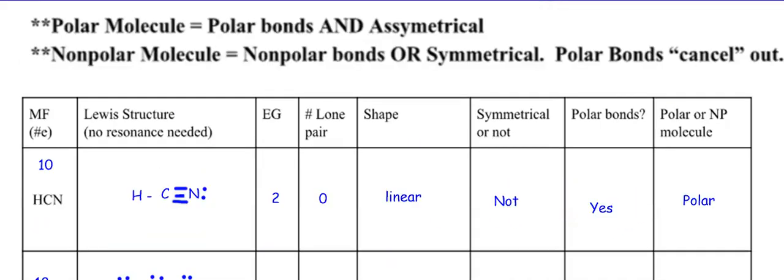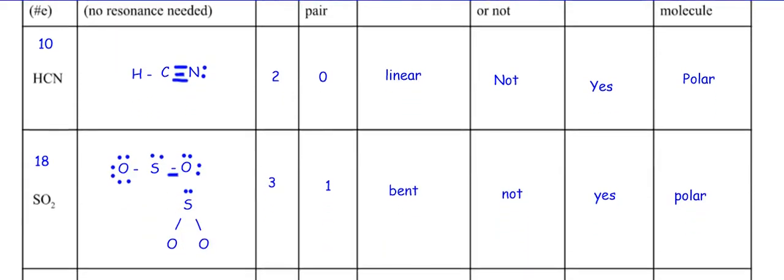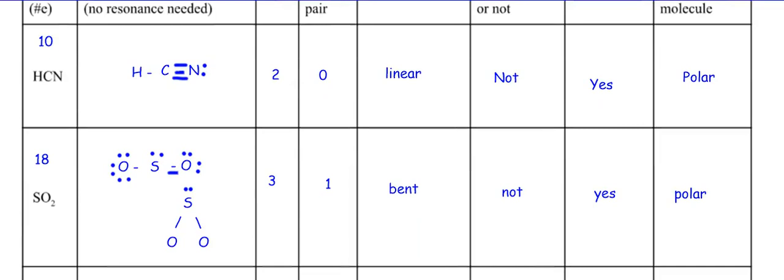Do you remember what those requirements are? Polar bonds, yep, we have an oxygen, and it is not symmetrical. Yes, it is bent, so it is a polar molecule. So what I'd like you to do next is go ahead and do NH3 on your own and see how you do. So pause this, come back, and see what you get.